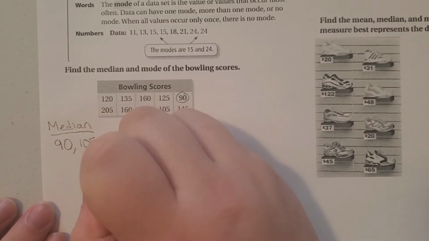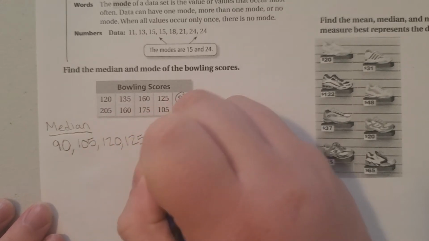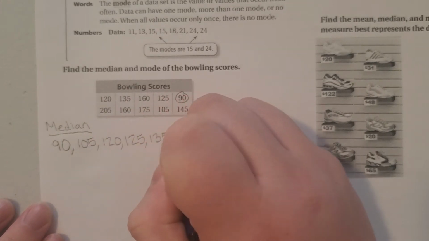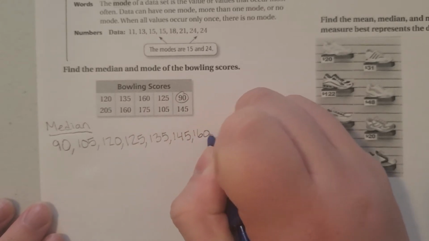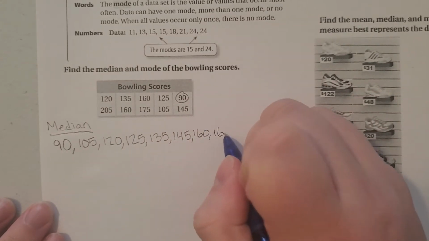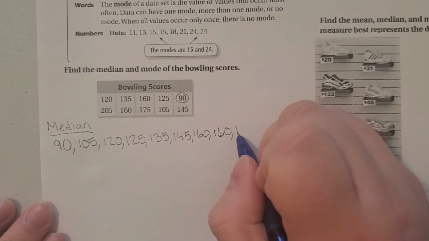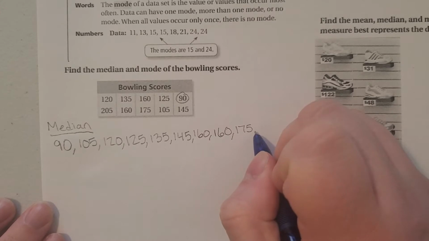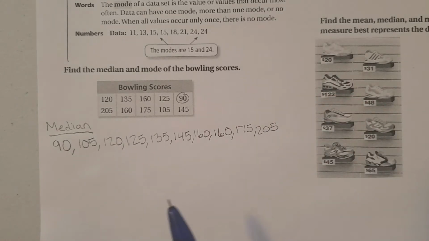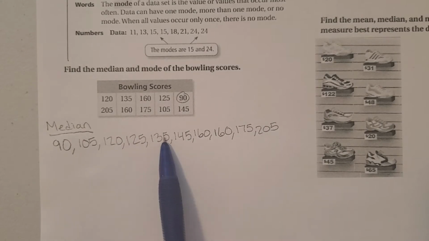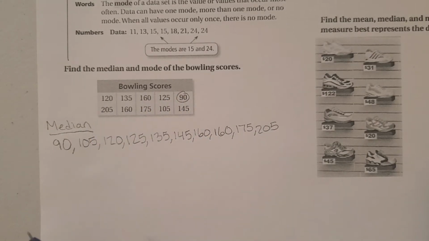105, 120, 125, 135, 145, 160, 160, 175, and 205. So then I like to count and make sure I have all of them. So I have 1, 2, 3, 4, 5, 6, 7, 8, 9, 10, and there are 10 pieces of data here, so I have them all.